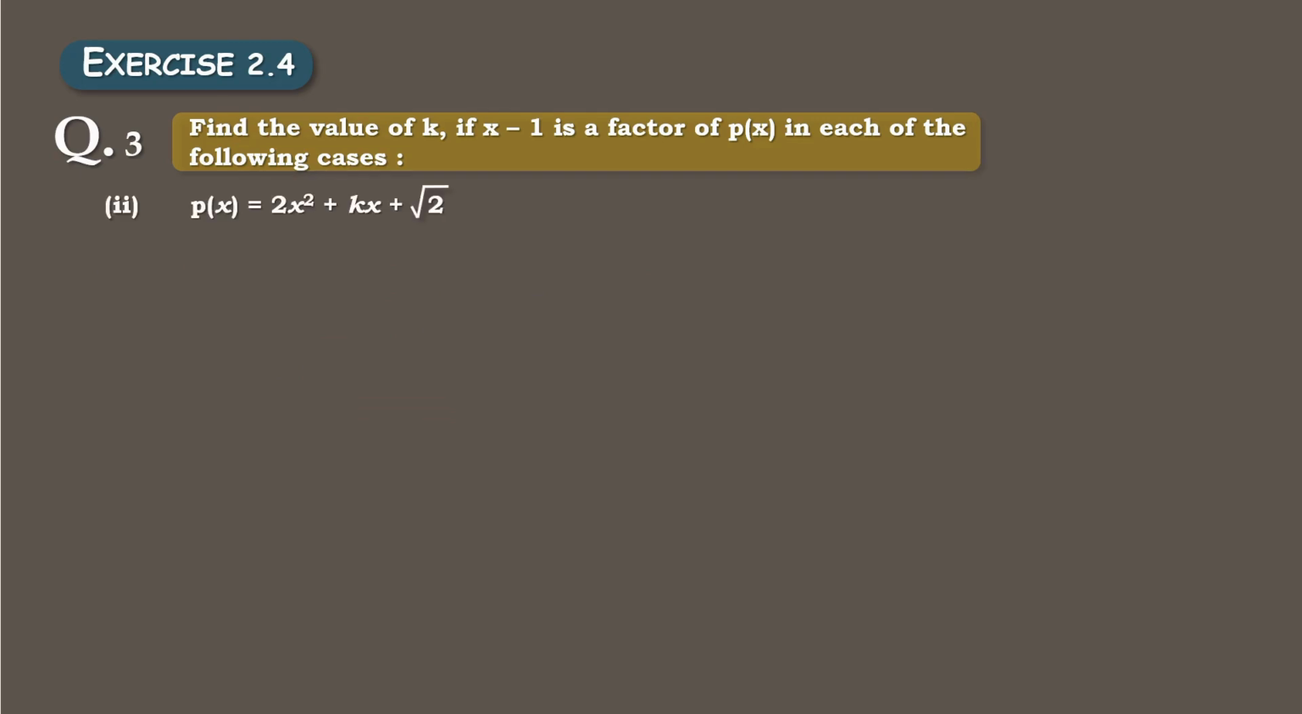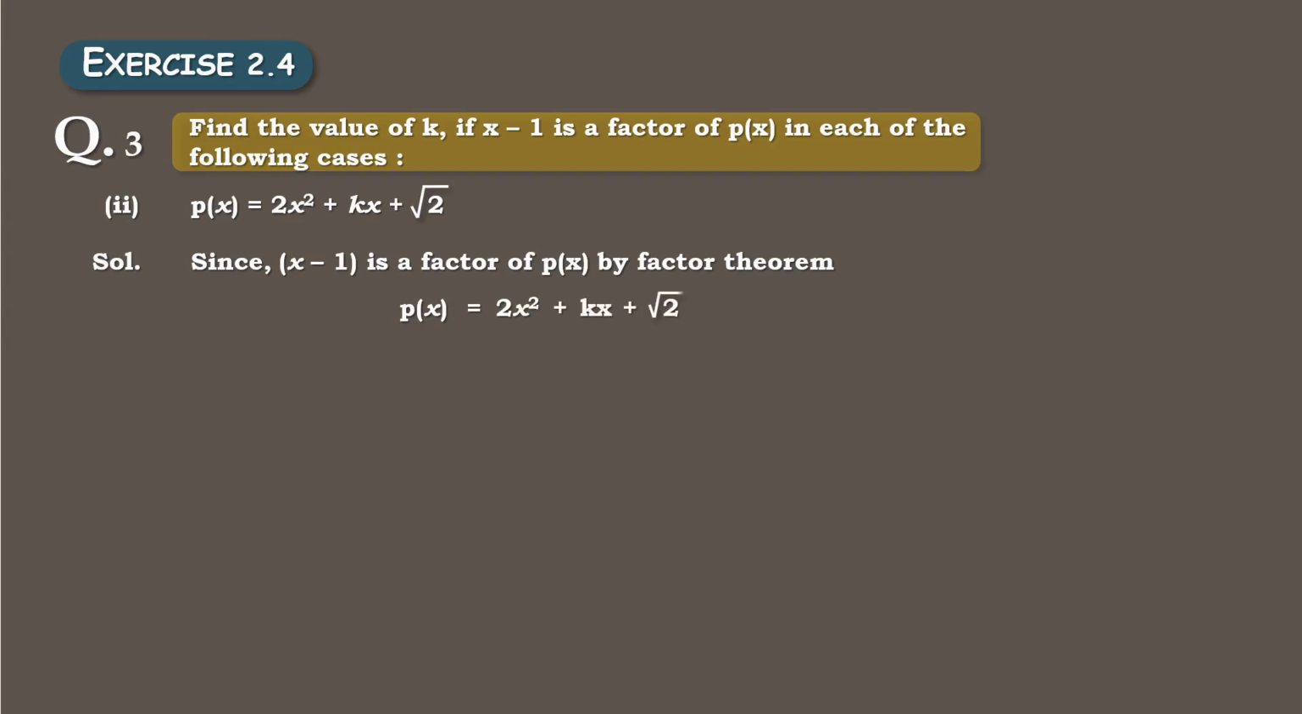Question 3, Part 2. The question asks us to find the value of k, given that x minus 1 is a factor of the polynomial p of x. The given polynomial is 2x squared plus kx plus root 2. According to the factor theorem, if x minus 1 is a factor of p of x, then the value of the polynomial at x equal to 1 must be 0. So first, we substitute x equal to 1 in the polynomial p of x.